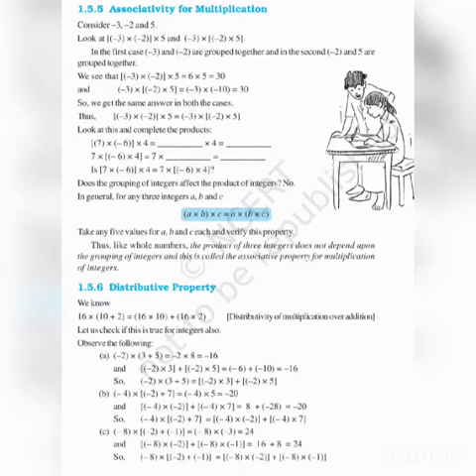Next property is our associative property. Actually, integers are associative under multiplication. That you should keep in your mind. What is the associative property? A into B into C equals A into B into C. In the associative property, how many integers do we use? 3 integers. In commutative, 2 integers.